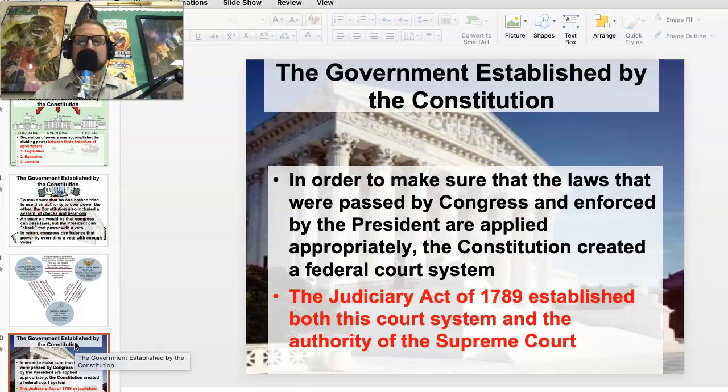The Judiciary Act of 1789, it says it establishes the authority of the Supreme Court. Now, this is incorrect. So let me explain what I mean. Article 3 of the Constitution is what gives the Supreme Court its power. So this is incorrect. Article 3 establishes the Supreme Court. The Judiciary Act of 1789 establishes lower federal court systems such as the Circuit Court of Appeals and District Court.